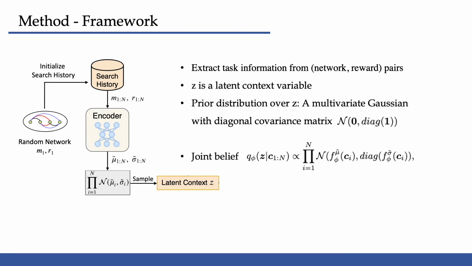The encoder network F takes in the network-reward pair from the search history, and we denote the pair as C for context here. It will output the predicted mean and variance given every piece of context. Since the pairs are independent on the task, we could take their product and get the joint belief on the task representation. We end up with the posterior distribution, and from this, we sample the latent context Z.